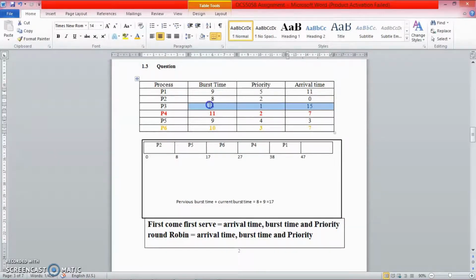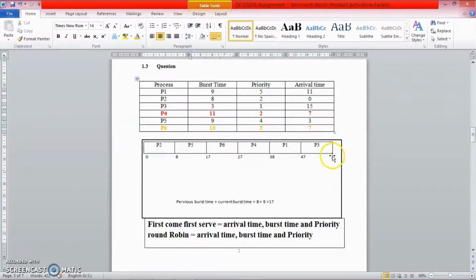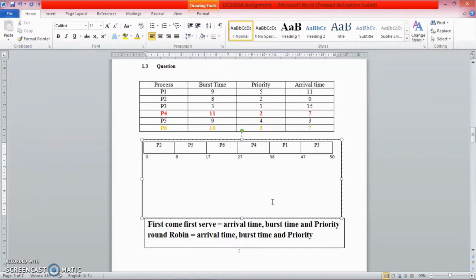The process is P3 for 15, so you will put P3 here. And then the previous burst time is 47 and the current burst time is 3, and you will get 50. And then that's all for the Gantt chart. And now let's do the waiting time for first come, first serve.